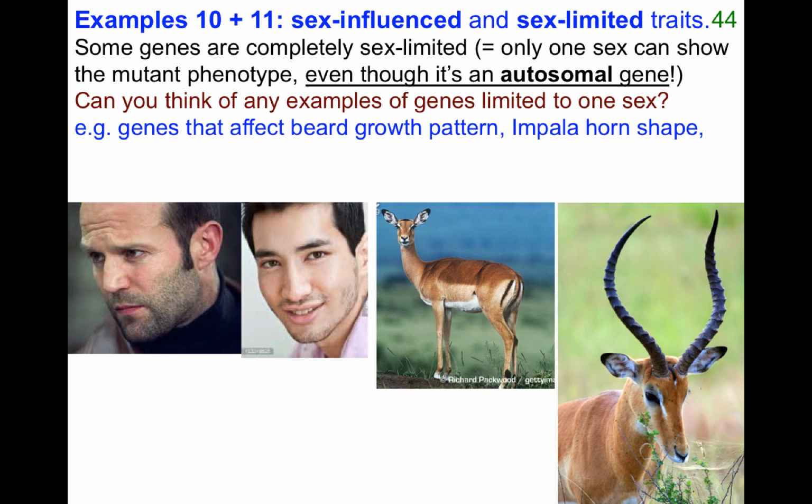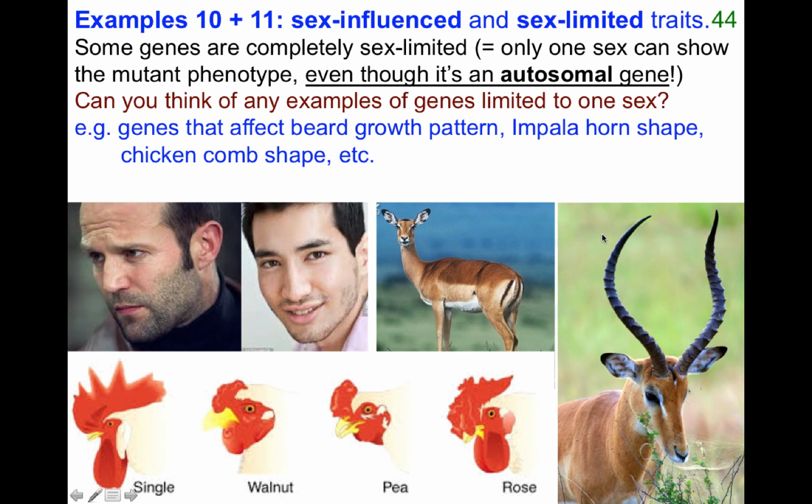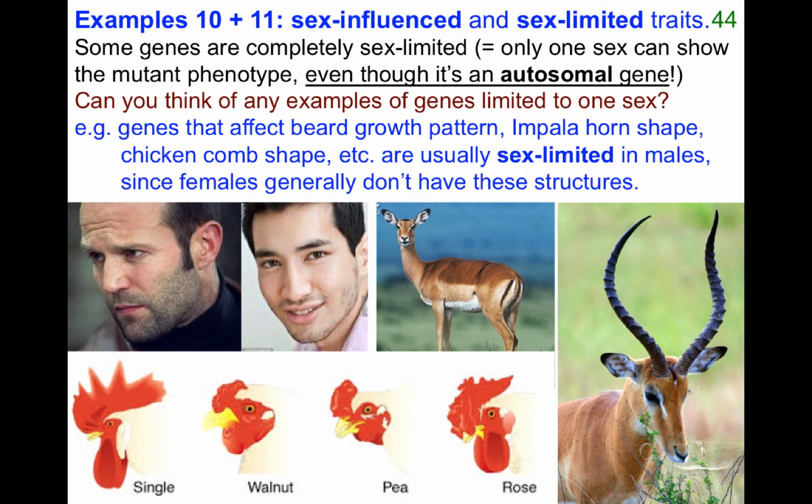Same for impalas, the horn shape, right? Both the males and females probably carry different alleles for the shape of the horns, but since the females don't grow horns, you won't see those traits either. Okay, so this is a sex-limited trait, limited to males only because only males grow horns. Same goes for chicken comb shapes, because males have more kind of complex comb shapes. So these are all different traits that are sex-limited to males because females don't grow these particular structures.